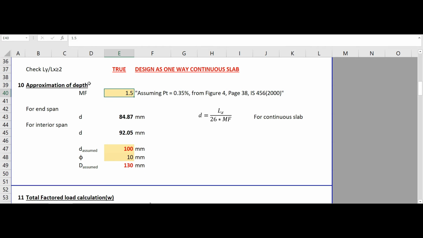Once we have the modification factor, we will calculate the effective depth required for the end spans and the interior spans by the following formula. And we will assume the effective depth more than the required depth. So here we have assumed the effective depth of 100 mm, and from that we can calculate the overall depth, which is equal to the effective depth plus clear cover plus diameter of bar by 2. So here we get the overall depth of the slab as 130 mm.